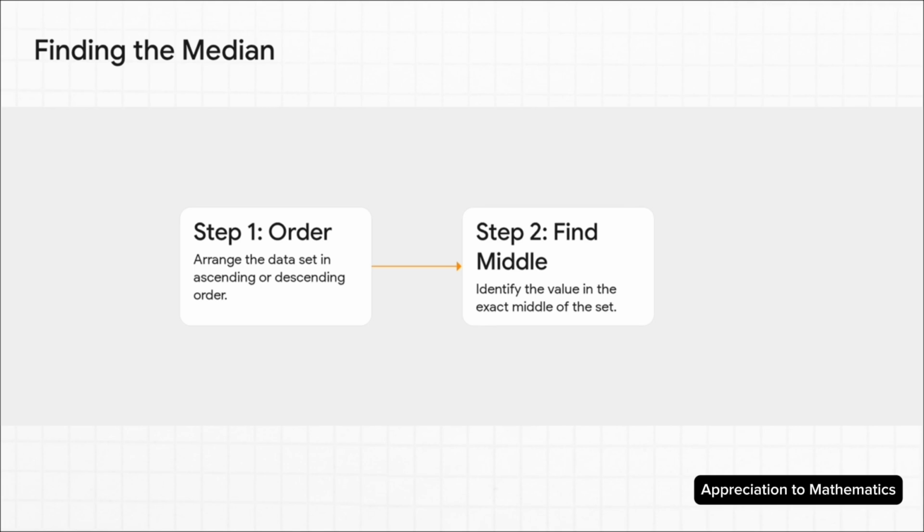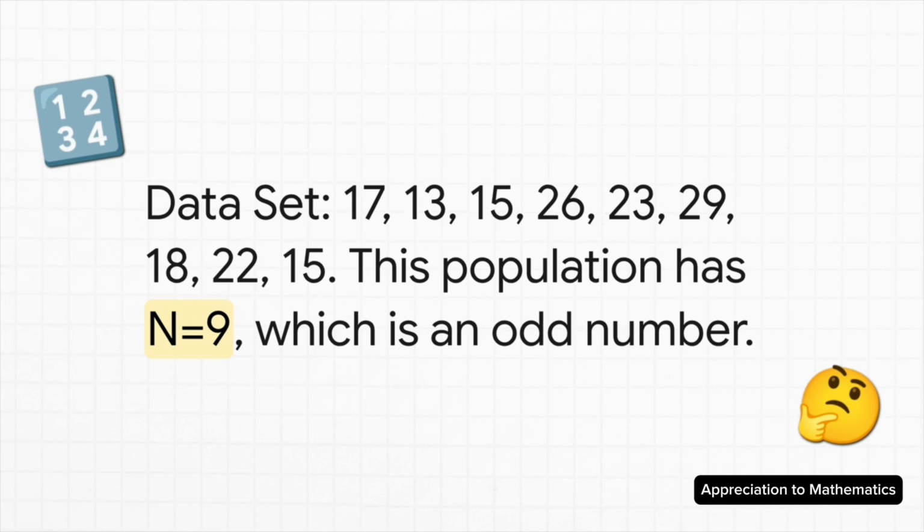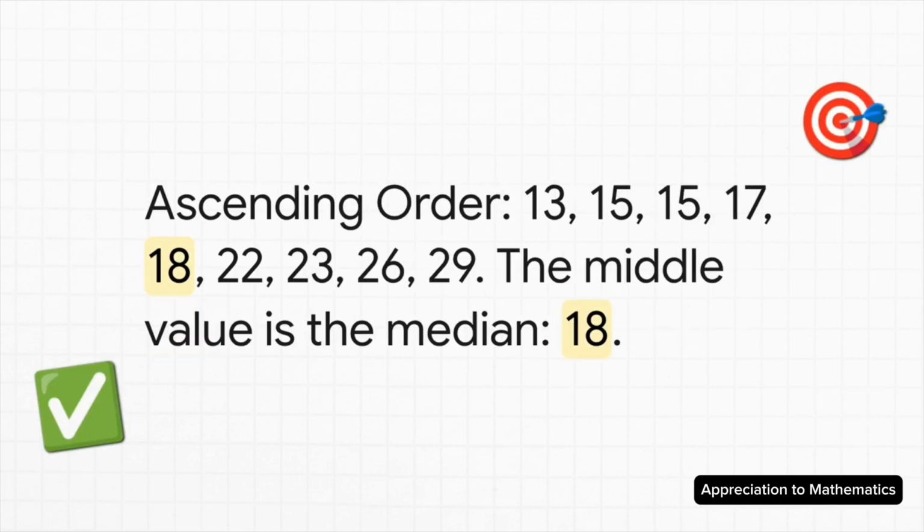Let's try it out. Let's start with an easy one. Here we've got a set of 9 numbers. Since 9 is an odd number, we know for a fact there's going to be one single number right in the middle. So, first step, we put them all in order. And once we do that, bam, the middle number just pops right out. You can see it, 18. There are 4 numbers on the left, 4 numbers on the right. That makes 18 our median.